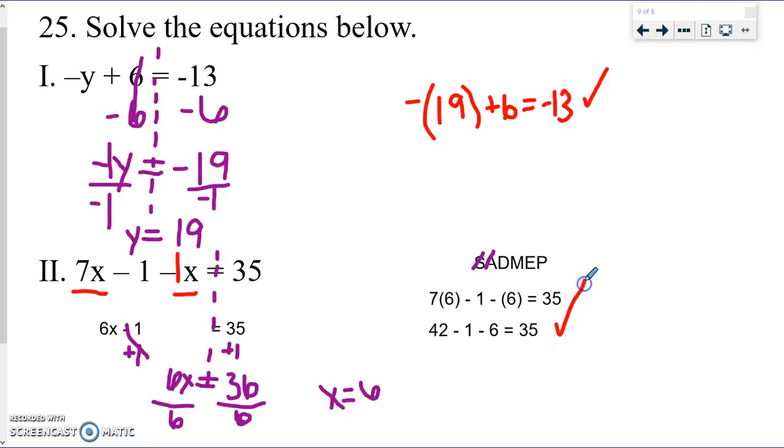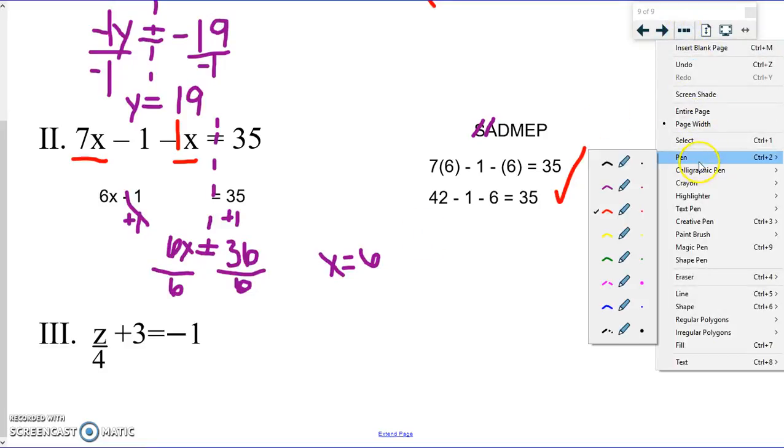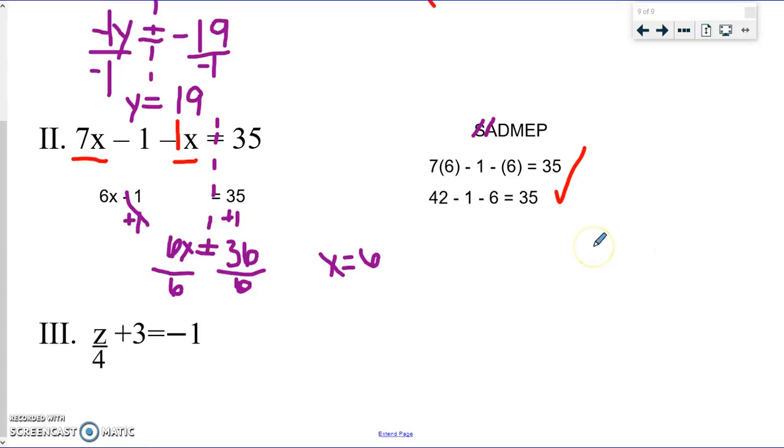All right, last one here. Now, I know a lot of people get thrown off when you have fractions, but don't be afraid of fractions, okay? Again, this is just a two-step equation. So we have to undo our addition and subtraction before we can undo our multiplication and division.